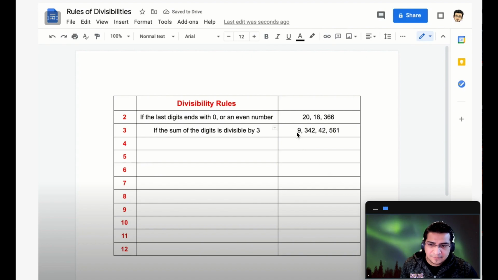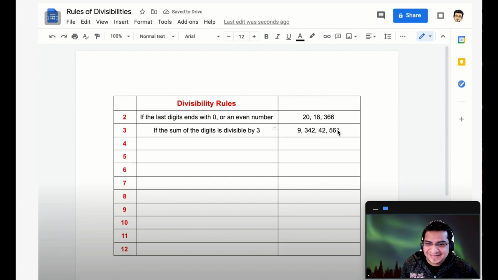I wanted to show you here. 9, of course, is divisible by 3. 342: 3 plus 4 is 7, plus 2 is 9. Since the sum of the digits is a number that is divisible by 3, the whole number is divisible by 3. 42: 4 plus 2 is 6. Since 6 is divisible by 3, the whole number is divisible by 3. 561 is divisible by 3 because 5 plus 6 is 11, plus 1 is 12. 12 is divisible by 3, so therefore the whole number is divisible by 3.